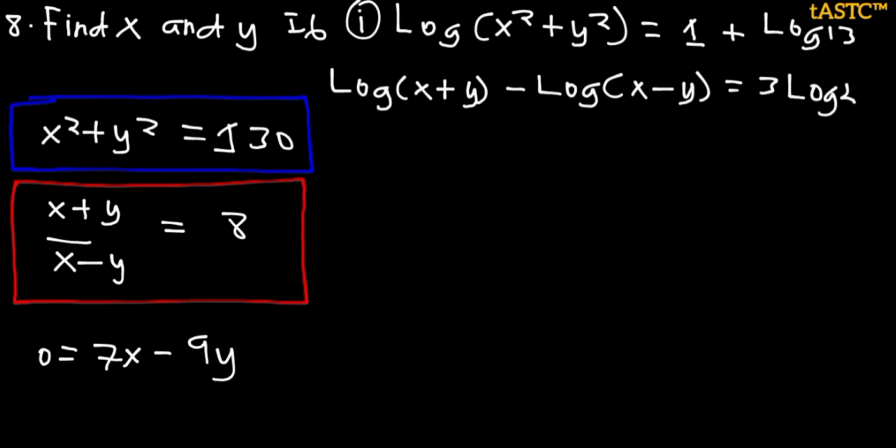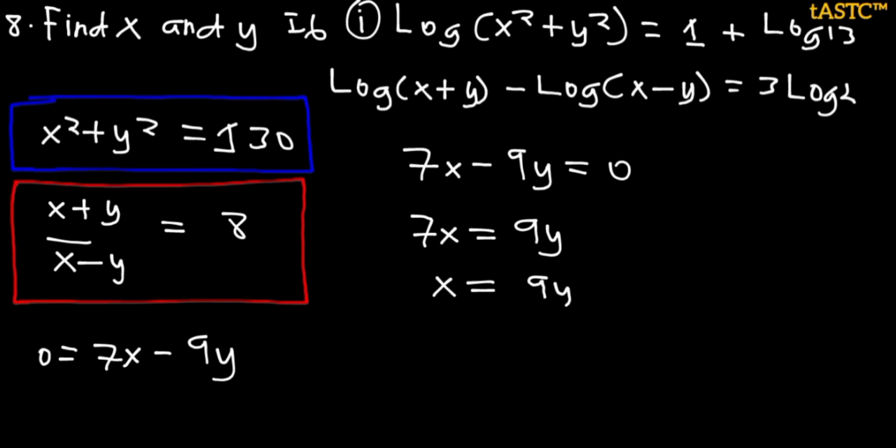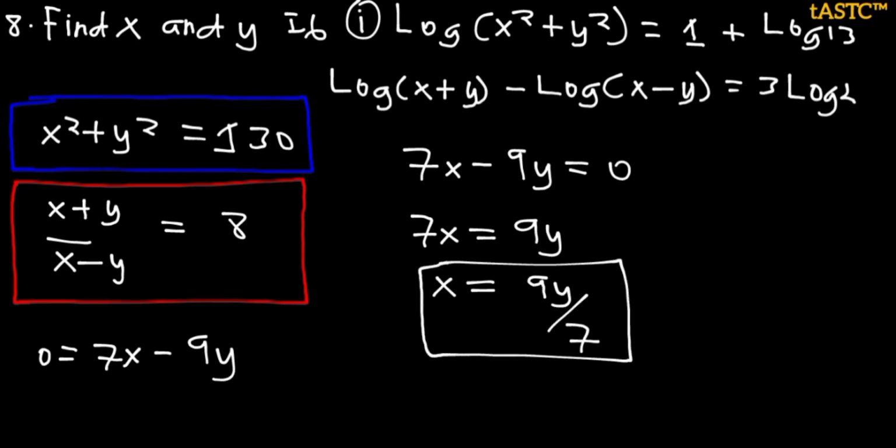Now here we have that 7x minus 9y is equal to 0. So I'm going to take this to the other side. So 7x is going to be equal to 9y, and x is going to be equal to 9y divided by 7. So this stuff, I'm going to take it and plug it in as x in the first equation.